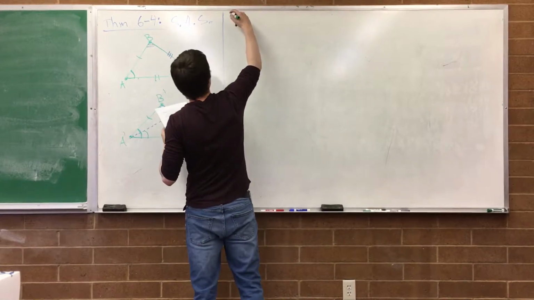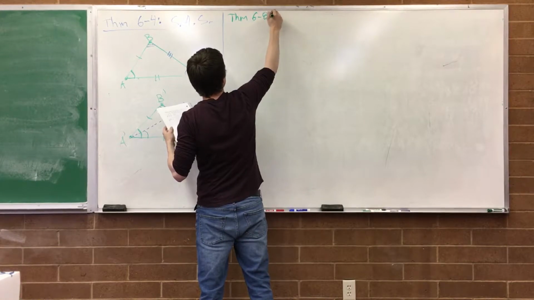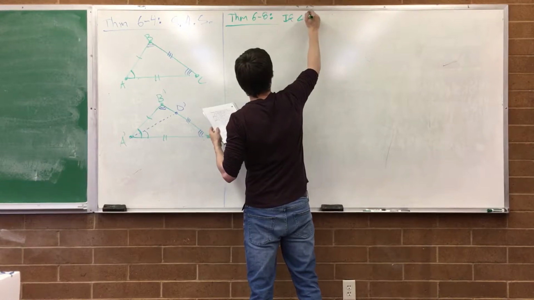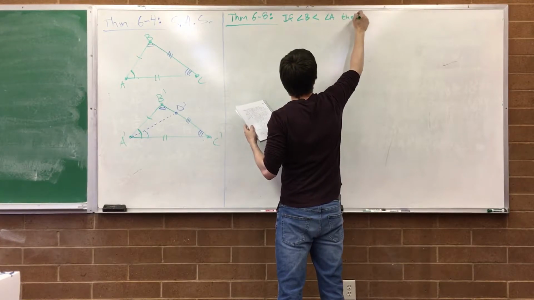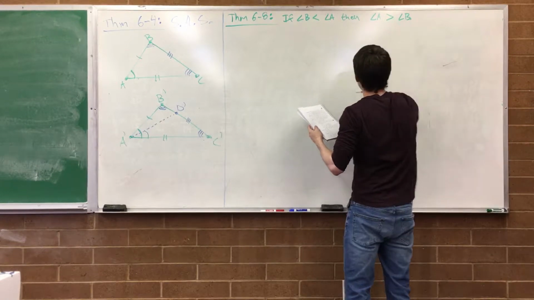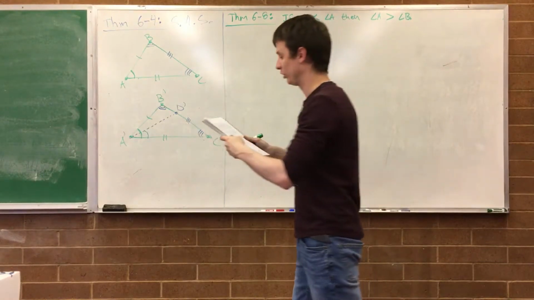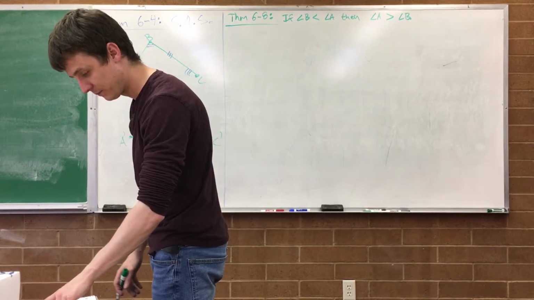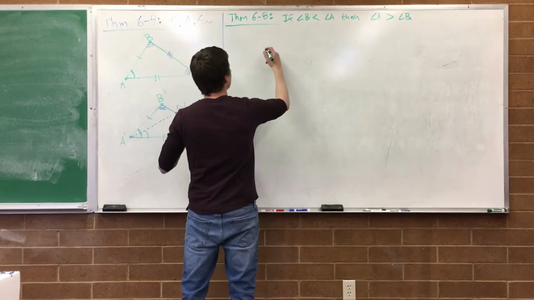So this is theorem 6.8. And it says, if angle B is less than angle A, then angle A is greater than angle B. Okay? So let's draw the picture, go over how we're basically going to do this, and then do it. So here's the picture I'm going to use.